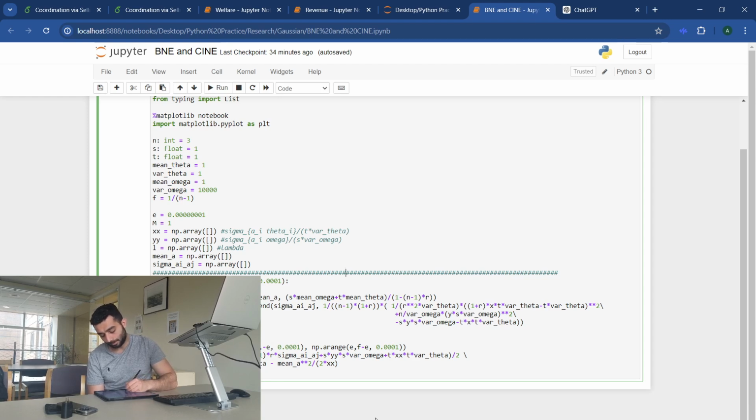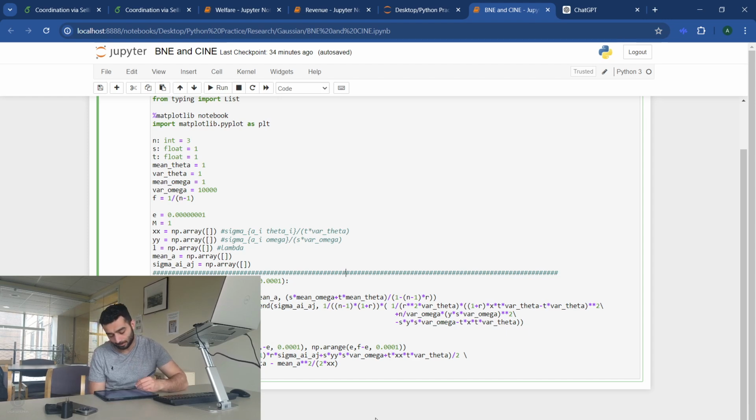We know that r is between minus 1 and 1 over n minus 1. So 1 plus r is positive. 1 minus n minus 1 r is positive. And is 1 minus n minus 2 r greater than r? That is not obvious. Is it positive? Okay, I don't care.